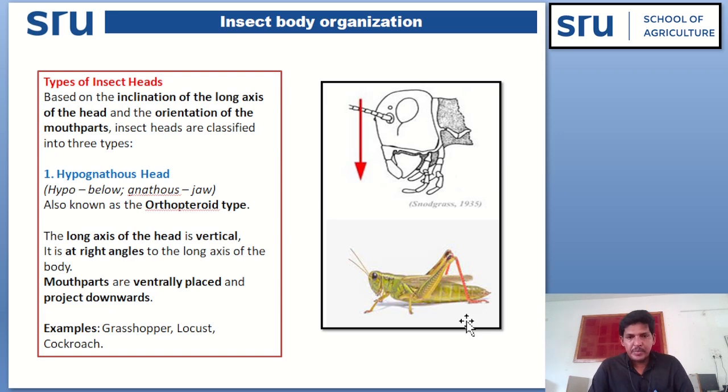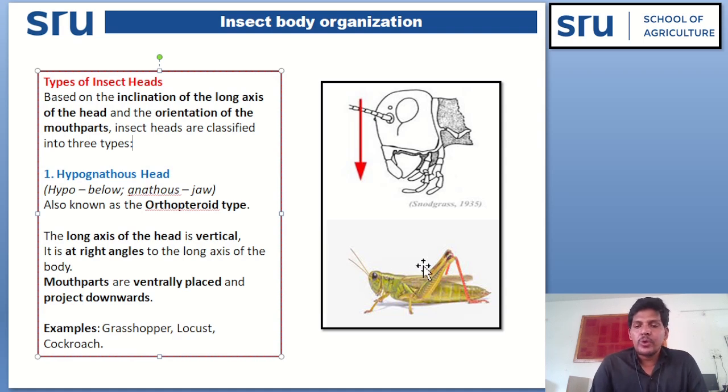Next, types of insect heads. Based on the inclination of the long axis of the head, that is one point, and the orientation of the mouth parts, that is the other point, insect heads are classified into three types.